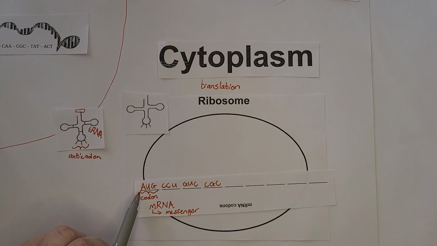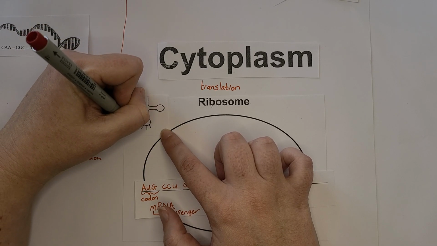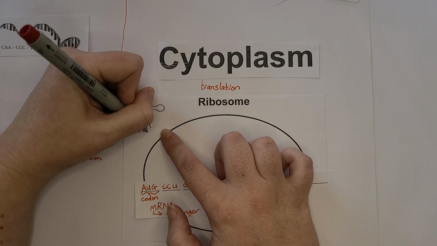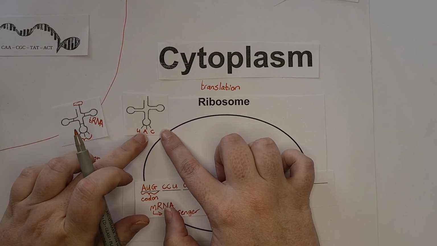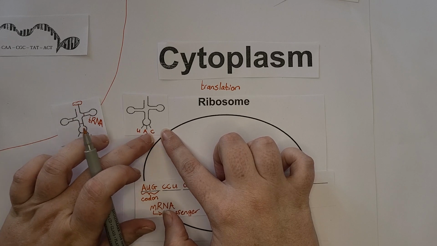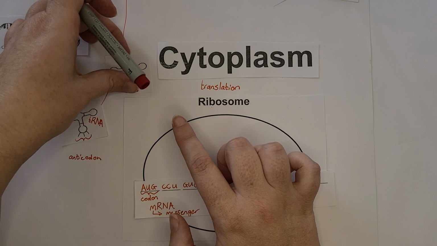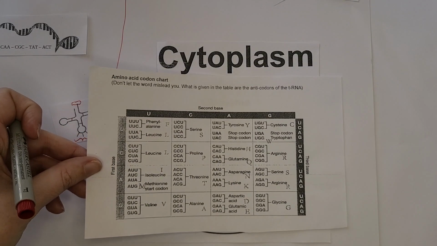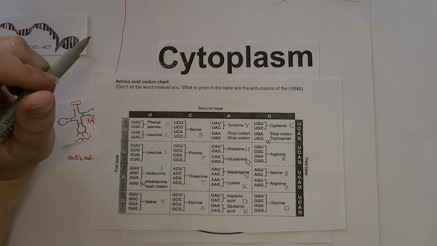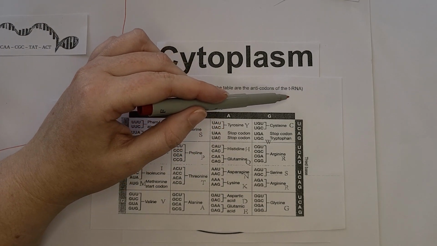So for example, this first one is A, U, G. So if it has the corresponding code, so A would match with U, U would match with A, and G would match with C. So now UAC is its anticodon code, and it's going to go searching in the cytoplasm for the amino acid that matches it. So you can be given a table like this. Any table can be a table of DNA, can be a table of mRNA. This is a table of tRNA.